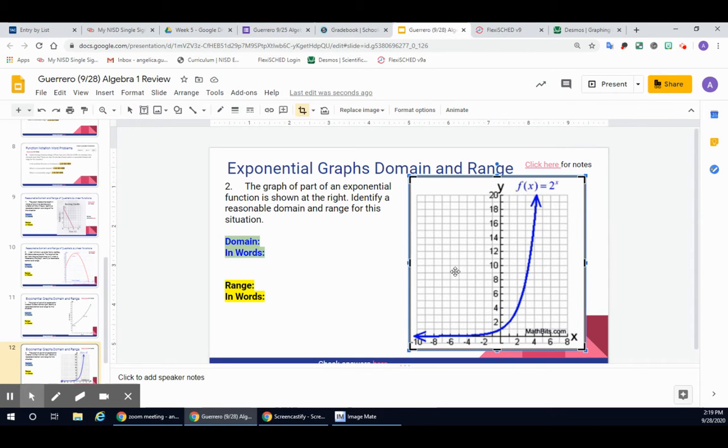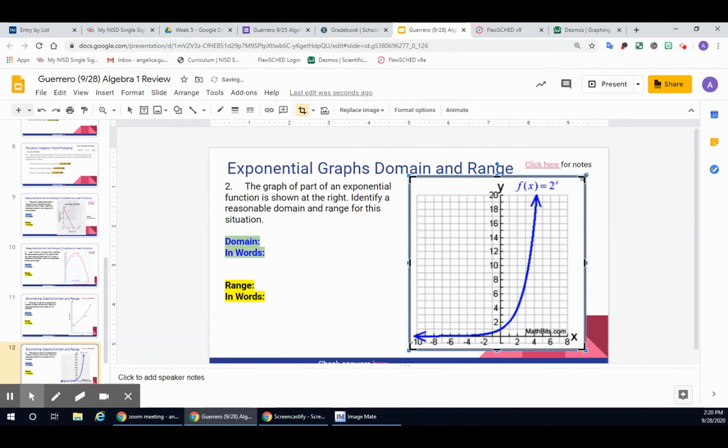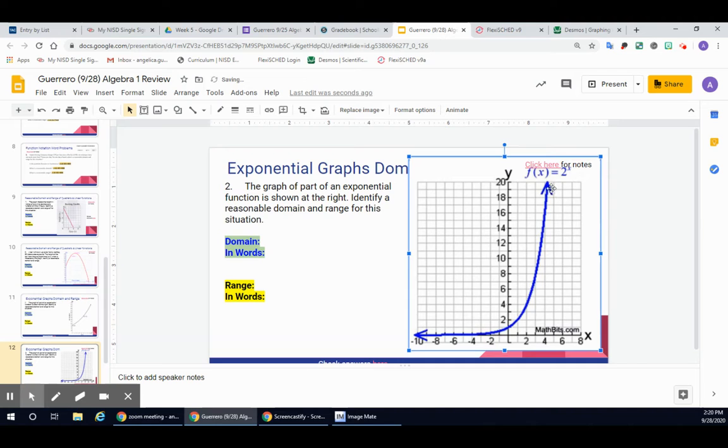So what I did with the class is I went ahead and showed everybody that if you zoom into your picture, you're going to look at your x's and you're going to notice that it's going in both directions. It doesn't stop right here on the y-axis.